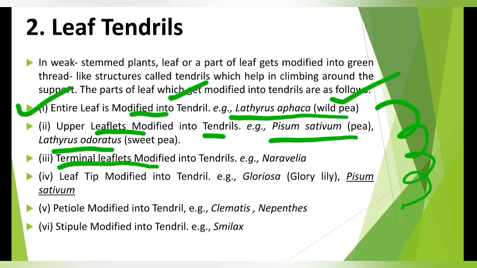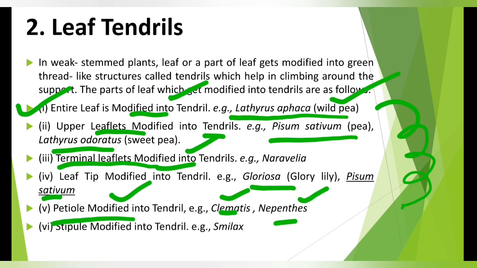Sometimes the terminal leaflet is modified into a tendril, as present in Narbelia. Sometimes the leaf tip is modified into a tendril, as in Gloriosa and Pisum sativum. Sometimes the petiole is modified into a tendril, as in Clematis and Nepenthes. Sometimes the stipule is modified into a tendril, as seen in the case of Smilax.